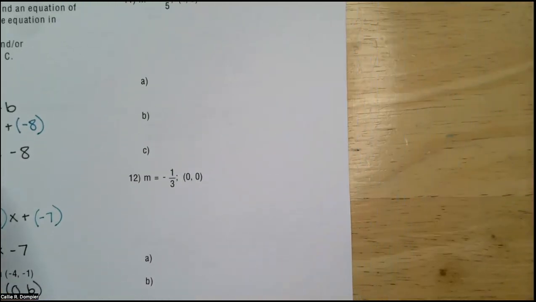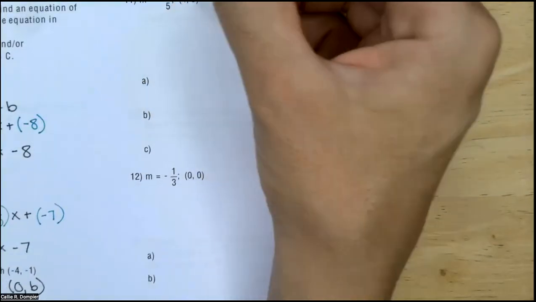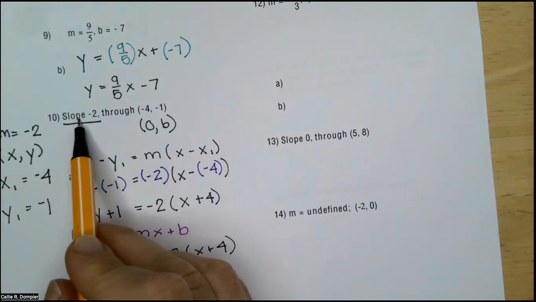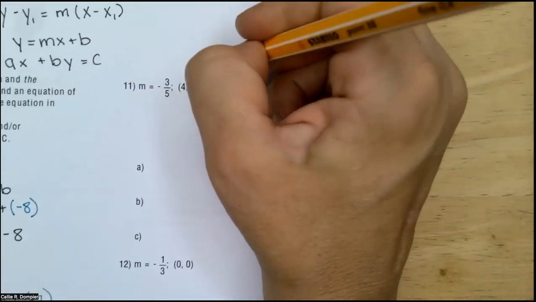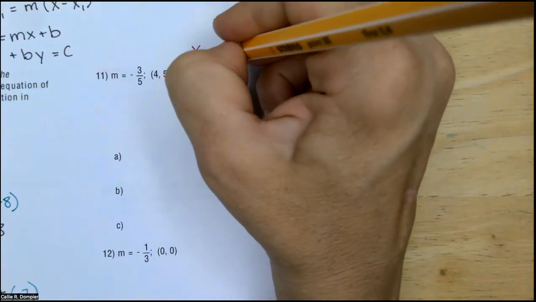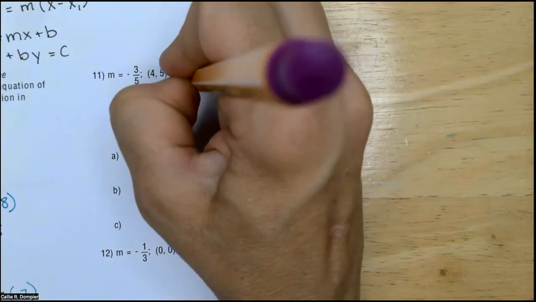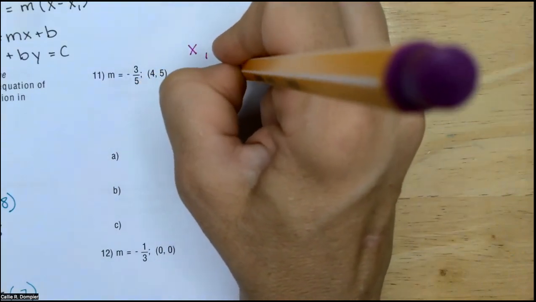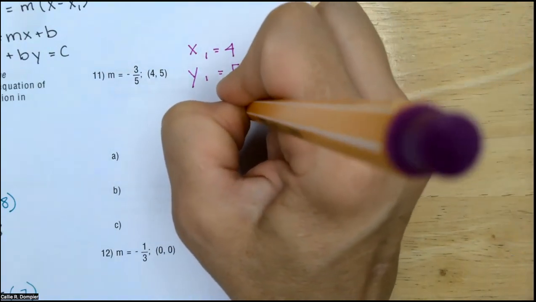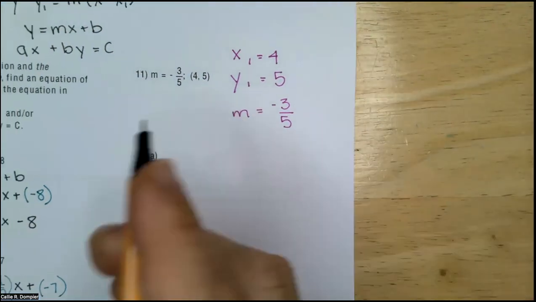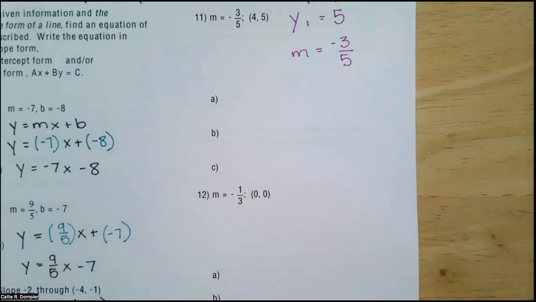Here I have the slope is negative 3/5 and a point is (4, 5). So that is the same information we have here. We have the slope and 1 point, slope and 1 point. So now we know x sub 1 is the number 4, y sub 1 is the number 5, and then we know that m is negative 3/5. Okay? They want us to find the point slope form, the slope intercept form, and standard form of this line.